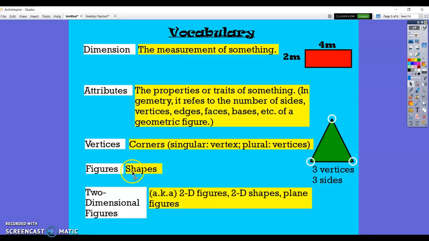Figure also means shape. And so 2-dimensional figures, you can also call 2D figures or 2D shapes. Sometimes you will also see words like plane figures. People call them plane figures.